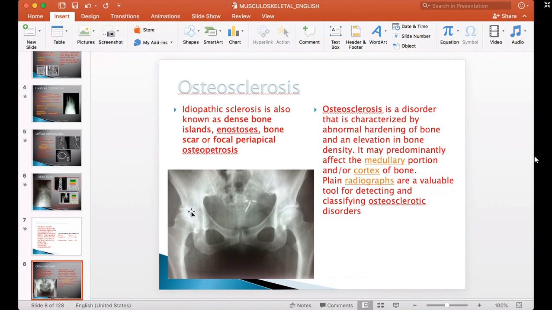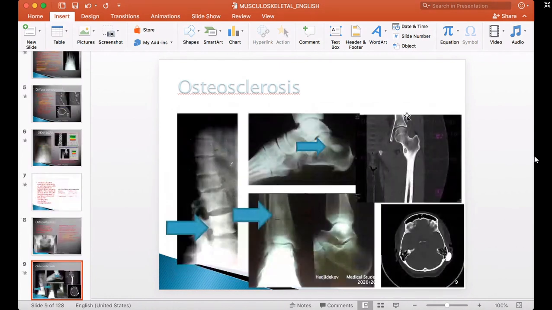You can see here, for example, the appearance of a very dense structure in the right ilium. Plain radiographs are a very valuable tool for detecting and classifying these osteosclerotic disorders. So, different examples of osteosclerosis affecting different parts of the bones in the human body. You can see, first of all, here the lower vertebra of the lumbar spine, the calcaneus, the tibia, so different parts, and also the skull.